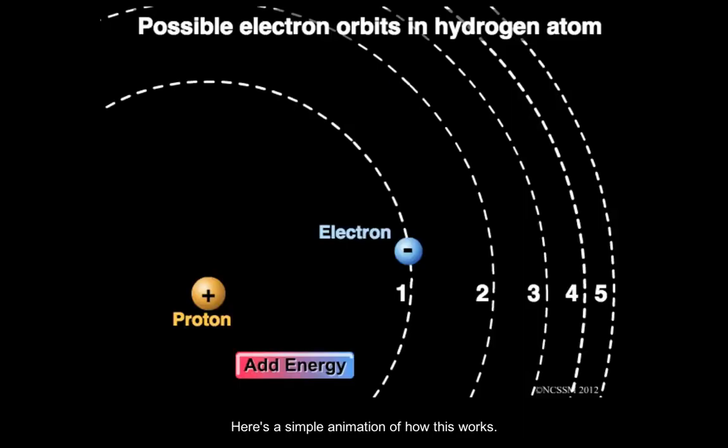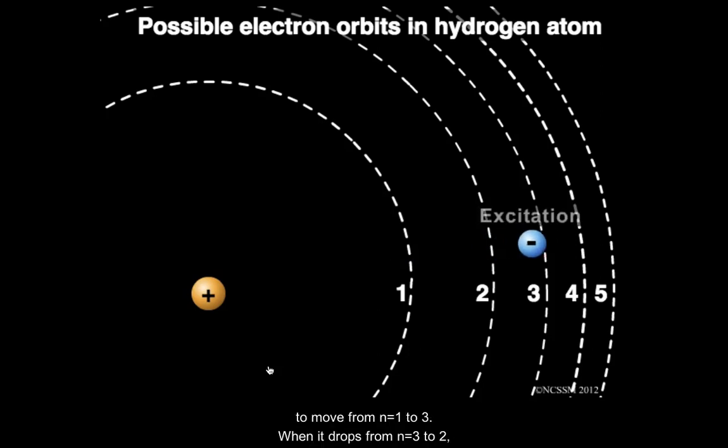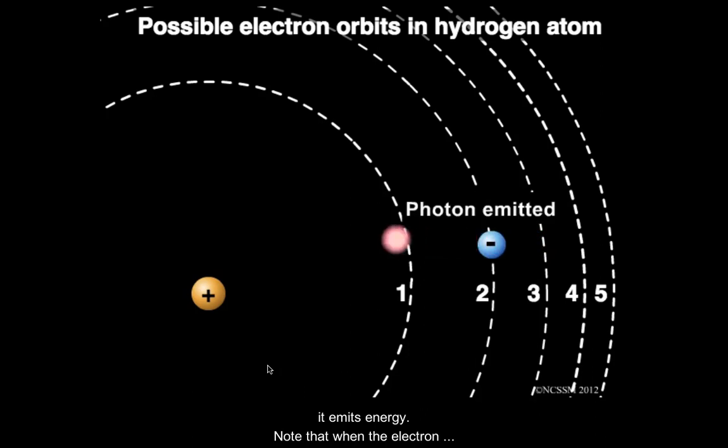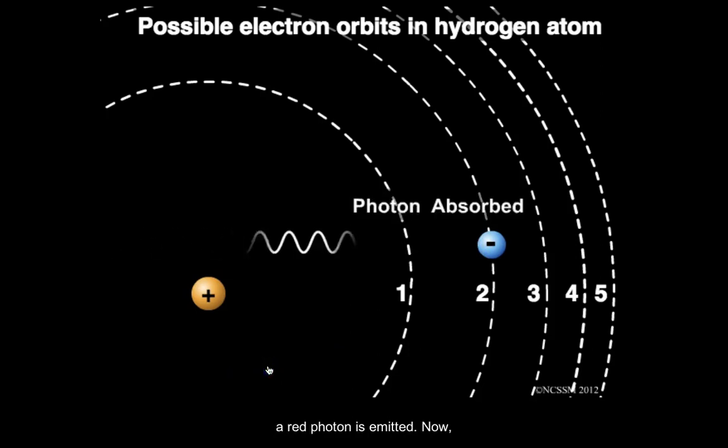Here's a simple animation of how this works. We are looking at the hydrogen atom along with 5 energy levels. First, let's excite the electron. The electron absorbs energy to move from n equals 1 to n equals 3. When it drops from 3 to 2, it emits energy. Note that when the electron drops from energy level 3 to 2, a red photon is emitted.